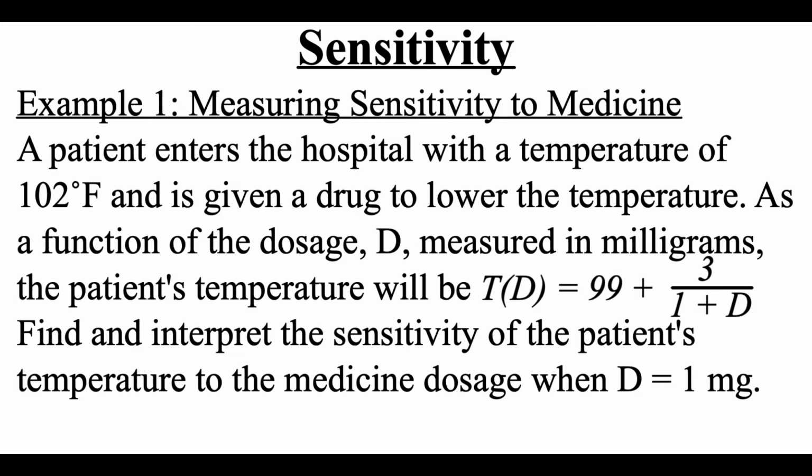As a function of the dosage D, measured in milligrams, the patient's temperature can be modeled by the function T of D equals 99 plus 3 over 1 plus D. And what we want to do is find and interpret the sensitivity of the patient's temperature to the medicine dosage when we're using a dose of 1 milligram. Now, I don't have a lot of room on this page, so I'm going to slide to a new page that I can write some things out.